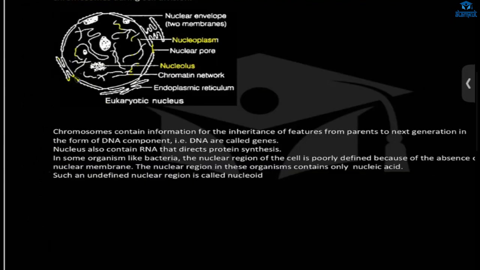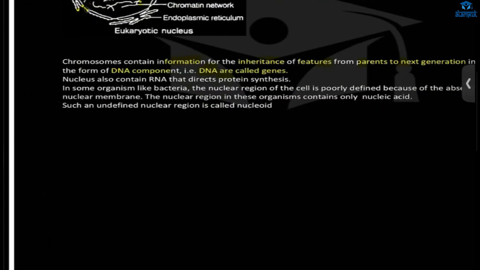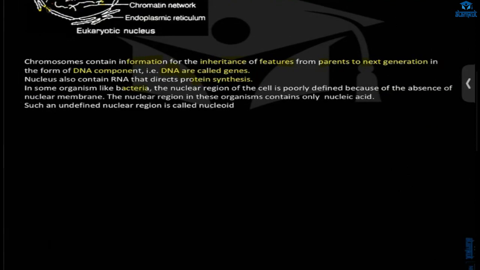Now, chromosomes contain information for the inheritance of features from parents to the next generation in the form of DNA. DNA, what does it have? DNA has genes. The nucleus also contains RNA that directs protein synthesis. In some organisms like bacteria, the nuclear region of the cell is poorly defined because of the absence of a nuclear membrane. The nuclear region in these organisms contains only nucleic acid. Such an undefined nuclear region is called a nucleoid.